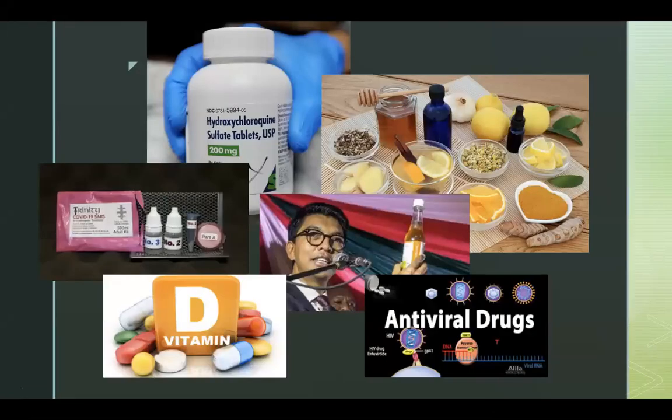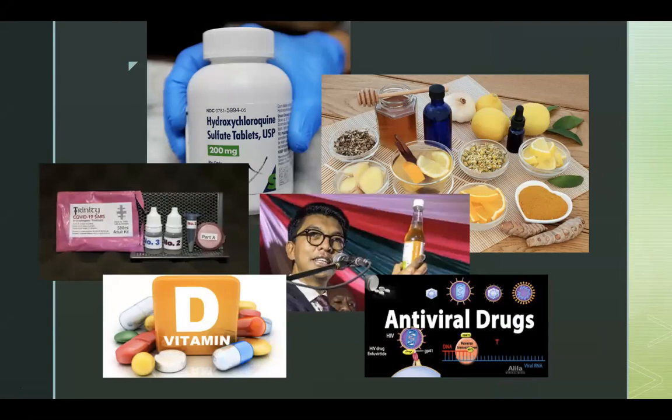Like last time, we talked a little bit about COVID. Today, let's introduce our topic by talking about cures for COVID. How do you know what works? How do you know what to trust?